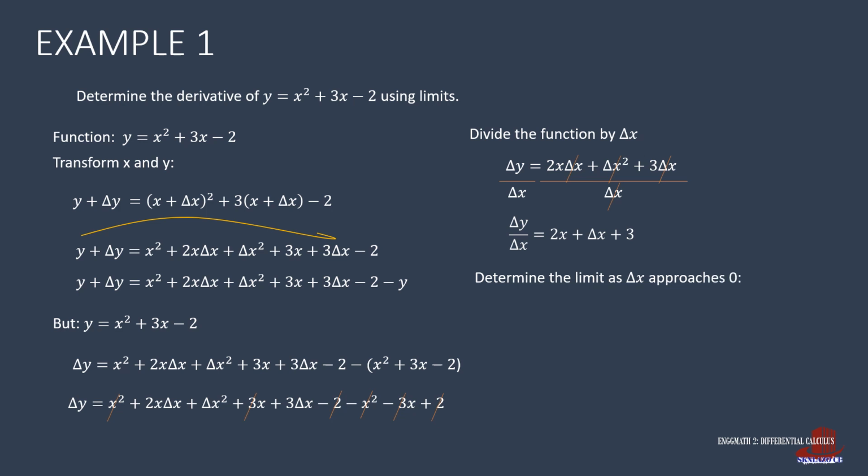The last step is to add a limit as delta x approaches 0, which zeroes out the second term on the right expression. So the derivative of y with respect to x, or y prime, is 2x plus 3.